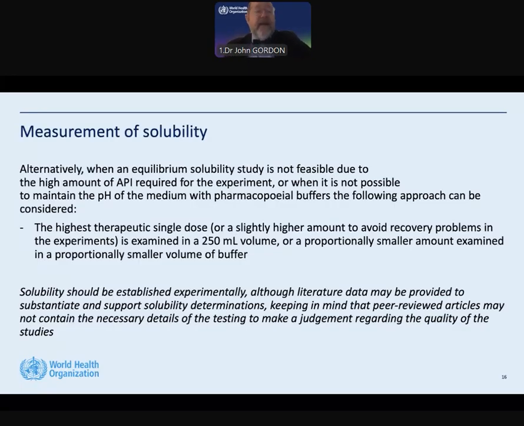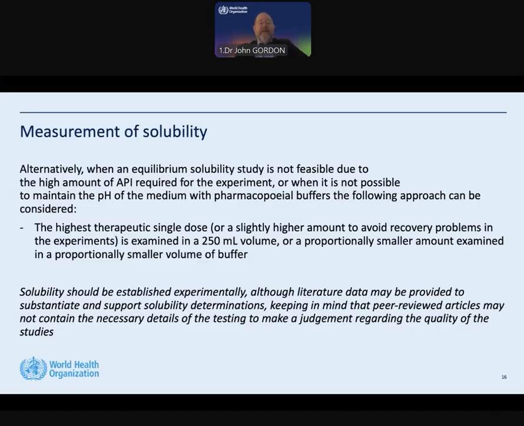The new WHO guideline, however, does provide for an alternative approach to determining high solubility, an alternative to equilibrium solubility experiments, if an equilibrium solubility experiment is just very difficult or not feasible for reasons such as, for example, the solubility may be such that very large amounts of API may be required to conduct the experiment, or there could be stability problems maintaining the pH of the buffers because of the characteristics of the API.